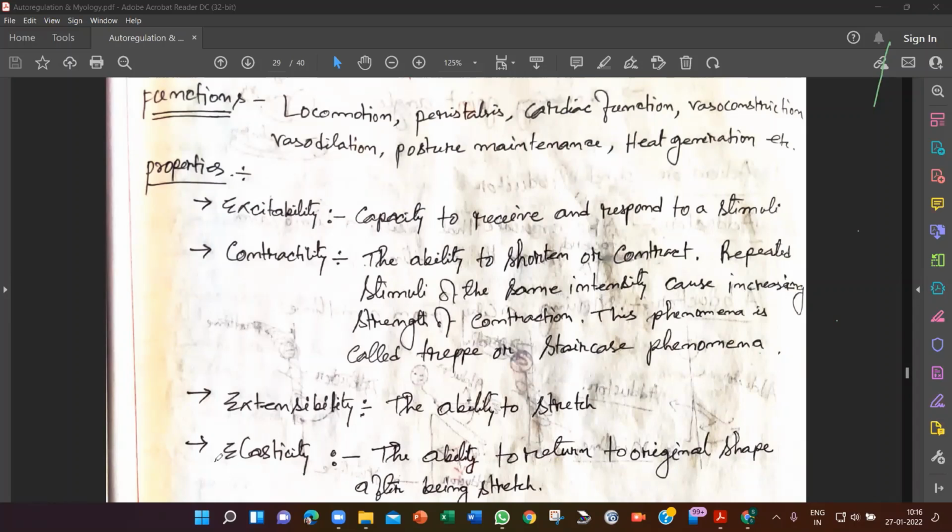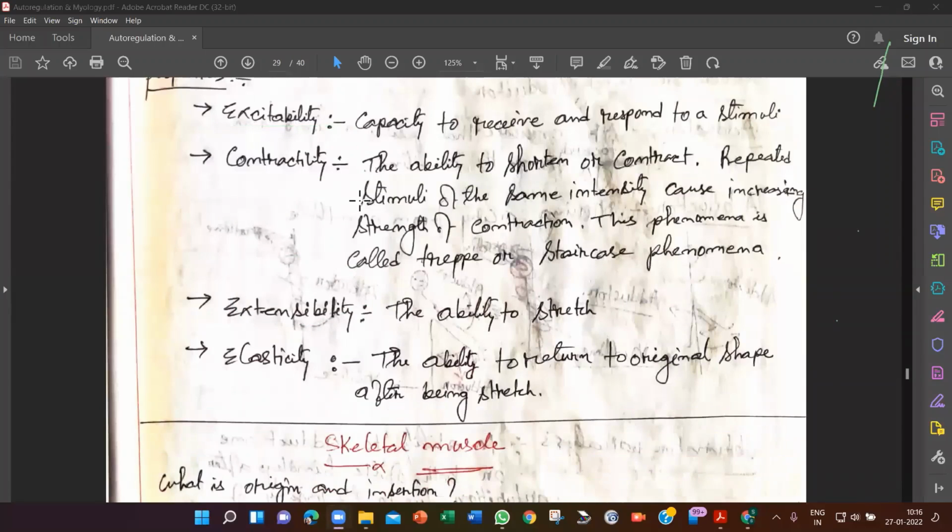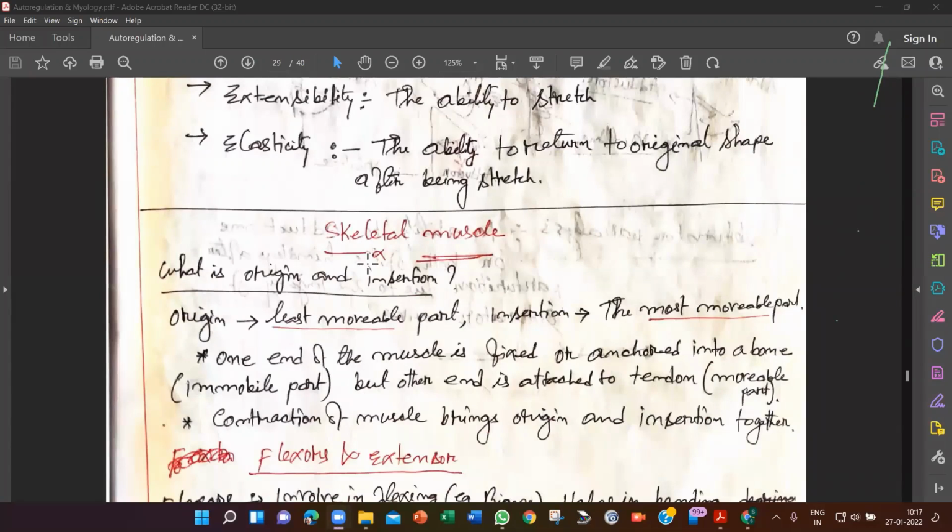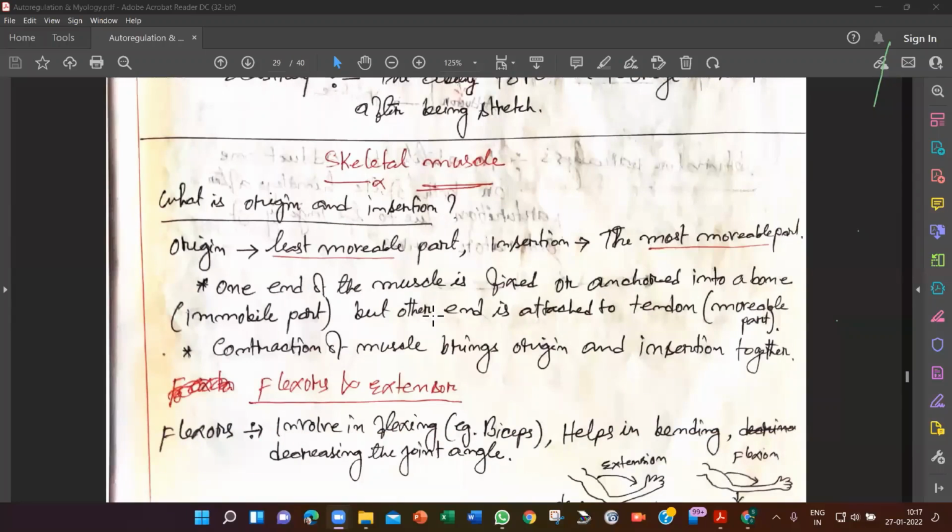So that is elasticity, extensibility, contractility, and excitability. These are the 4 properties of muscle. Skeletal muscle makes up about 40% of the body. Only 10% is smooth and cardiac muscle. So skeletal muscle is plentiful in our body, and it has many functions for the daily activity of our body.